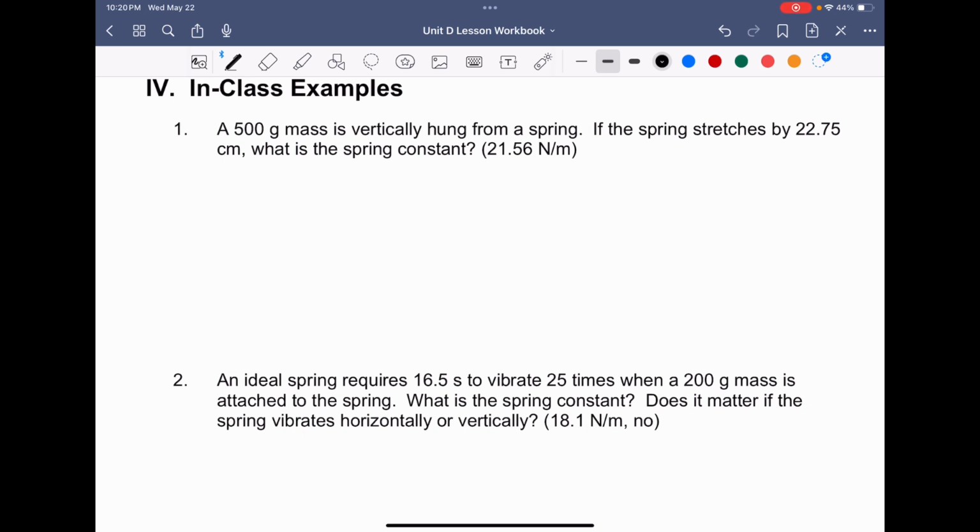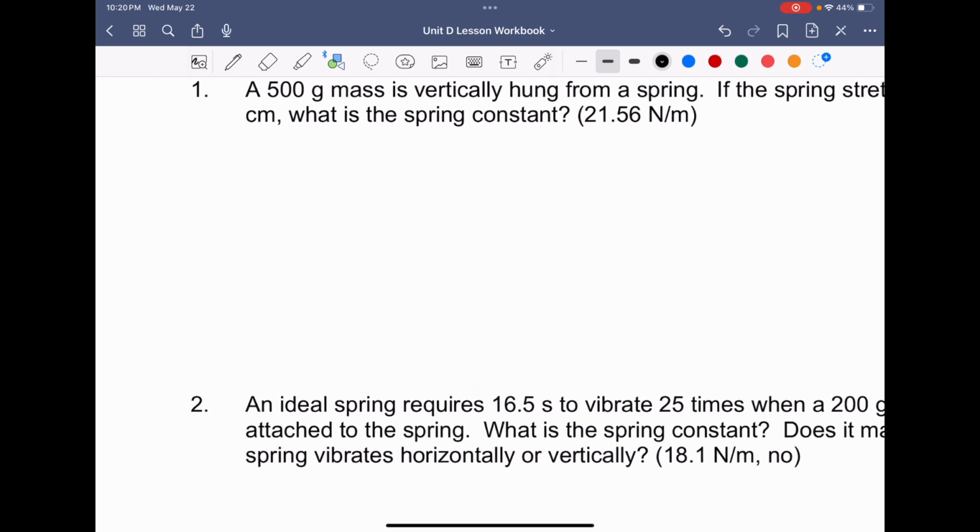What is the spring constant? Now, the way I read this is the following. I read this as, once this spring has the mass attached, it stretches and it pauses exactly where it is. So we're going to draw a diagram of that. Here's the vertical, let's call it the support.